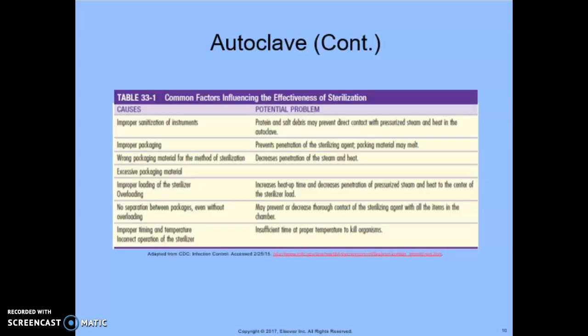In here, you can find in your book on table 3.1 common factors influencing the effectiveness of the sterilization, and please be familiar with this as well.